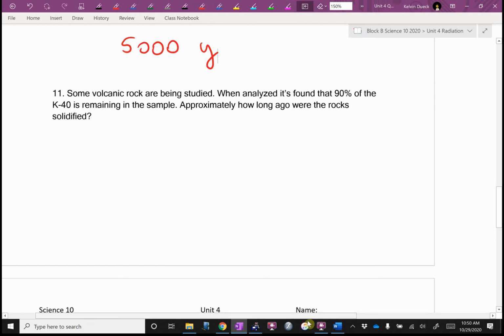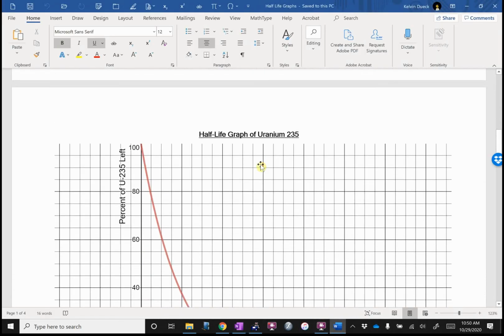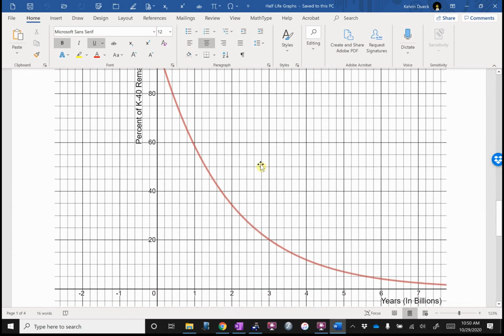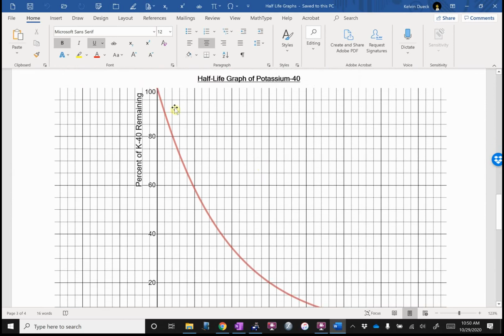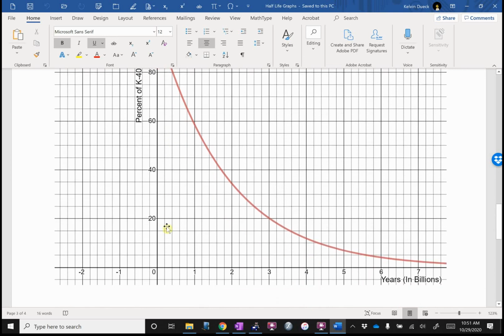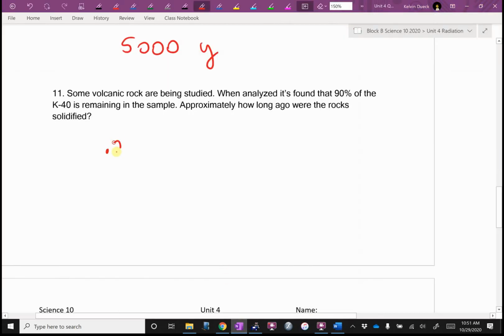So potassium-40, Kaylin, that's this graph. What percent? I've got it on the other page. 90. So 90%, halfway between 80 and 100, right there. Drop down. What is that? Yes, nice. 0.2. 0.2 billion, which is 200 million. I'm impressed you did the conversion. Nice. So I'll write 0.2 bill, but if you wrote 200 mil, that's the same answer.